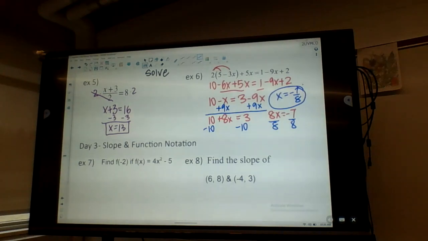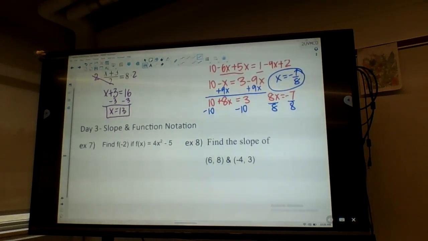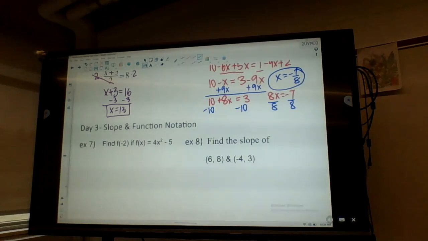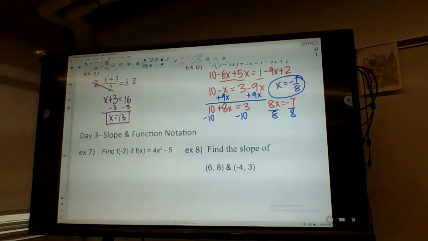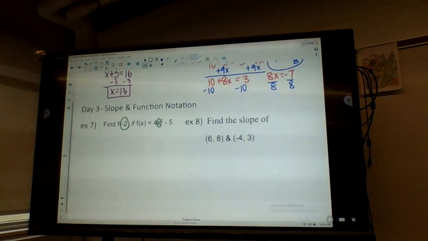All right, our next thing is slope and function notation. Now, this problem with function notation is a little bit tougher because it has an exponent, and it happens to be negative as well, so that throws an extra difficulty level in here. But hopefully you guys can handle that.